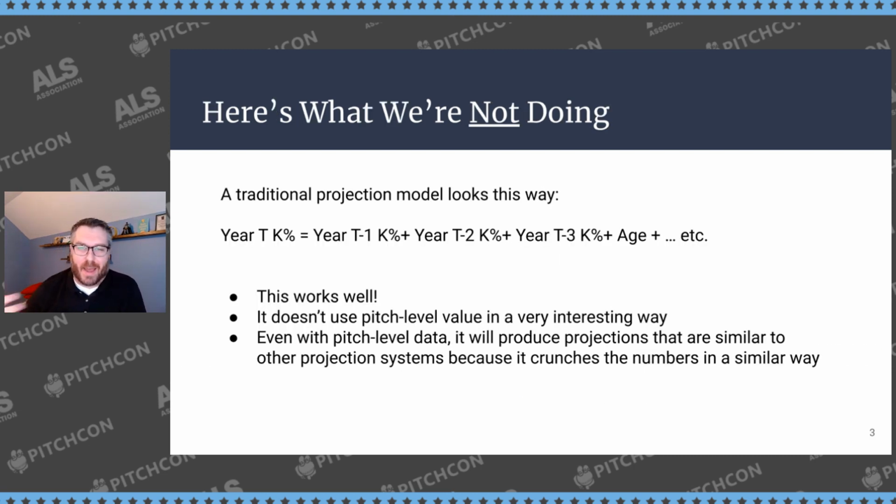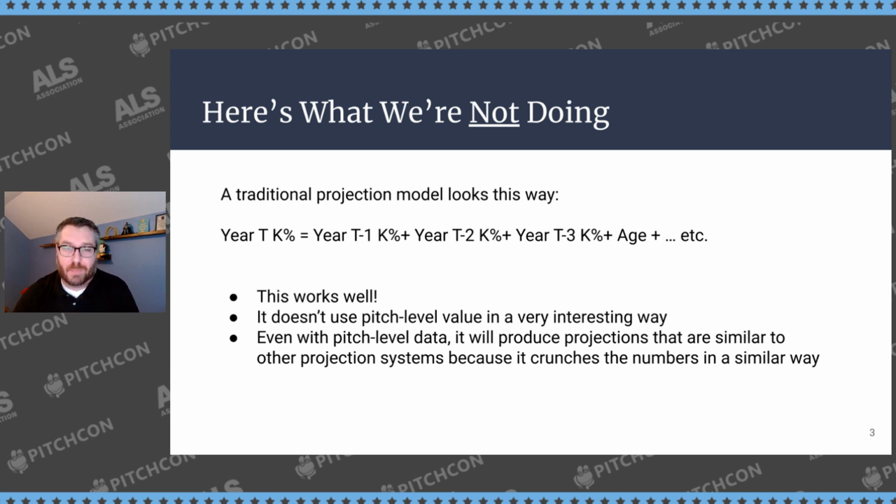Again, let's think about how traditional projection systems work, right? To predict K percentage, you might take year T, and you might take year T minus 1 K percentage, and year T minus 2, year T minus 3. You might apply some age factor or something like that. And look, this works well. You're minimizing these squared errors. This is what these models do. It's great. I don't think that this is a bad system. I think it's a very good one.